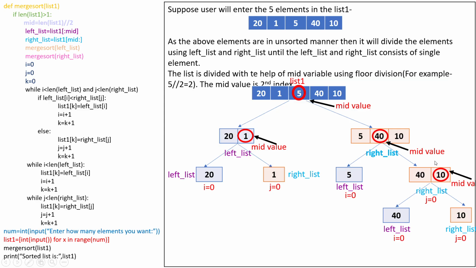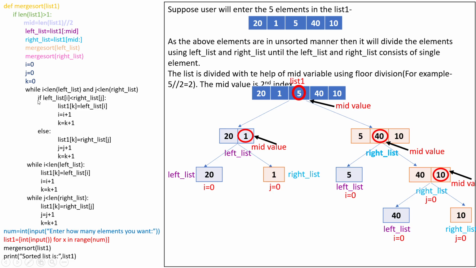Now my right list consists of the sorted elements, that is 10 and 40. So I have the length of the right list as 2. Is 0 less than 2? True.